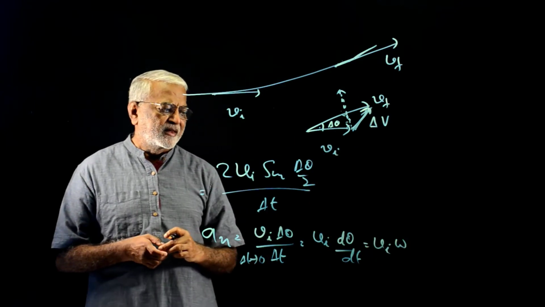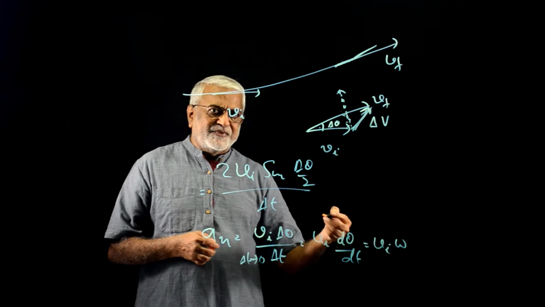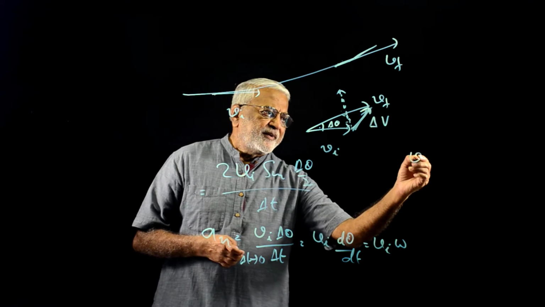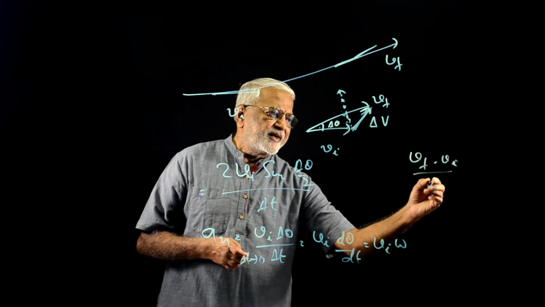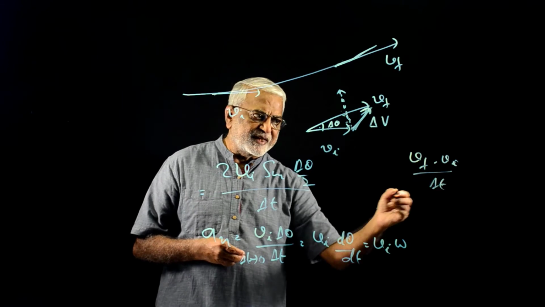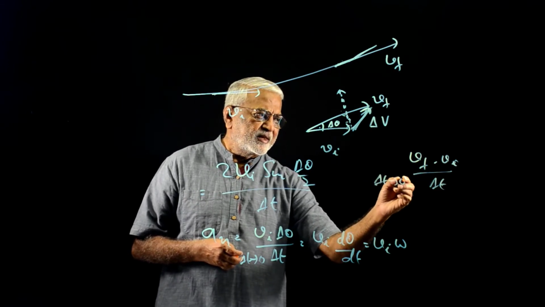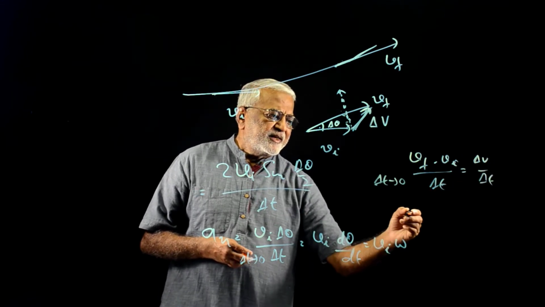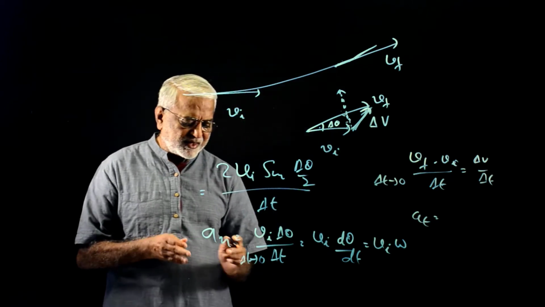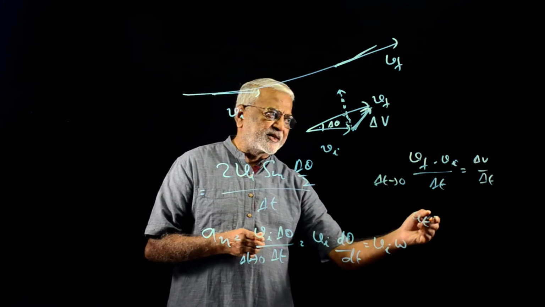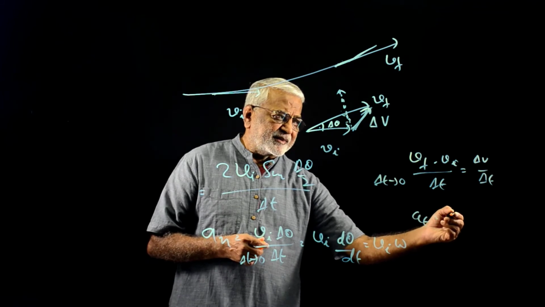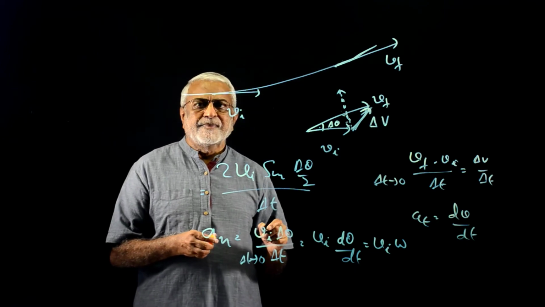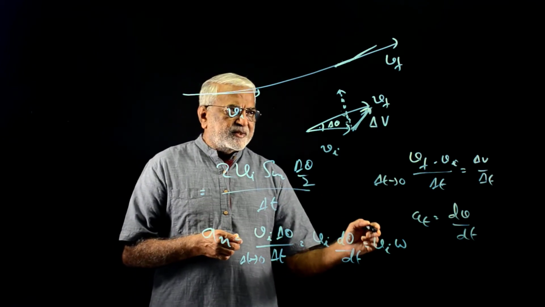Now this part, which is Vf minus Vi, we are dividing by a very small interval of time, so as delta t tends to 0, this becomes dV by dt, and this is what we call tangential acceleration. This is the normal acceleration and this is the tangential acceleration. This is along the tangent. So two accelerations here.